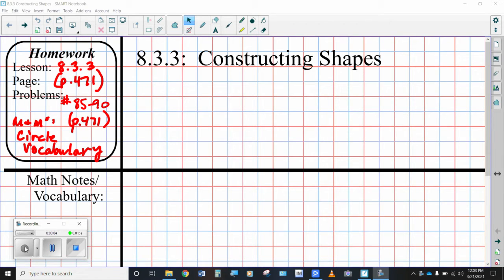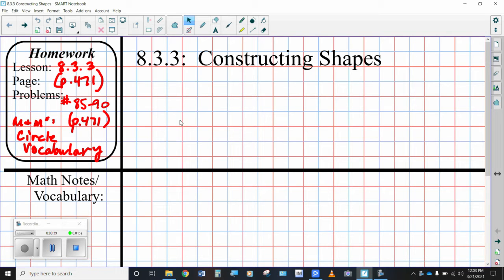Alrighty, this is lesson 8.3.3. It's called Constructing Shapes. And for this lesson, you're going to really want to have the resource page to print off. And it's also helpful if you've got really thin paper. Use that. I know a lot of people will take a piece of paper and trace it by putting it up on glass like a window. Whatever technique you could use for tracing for this particular lesson would be really good.